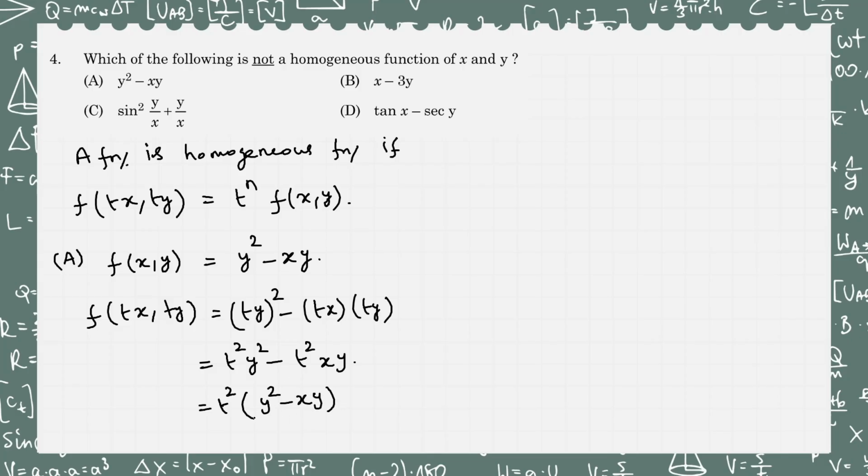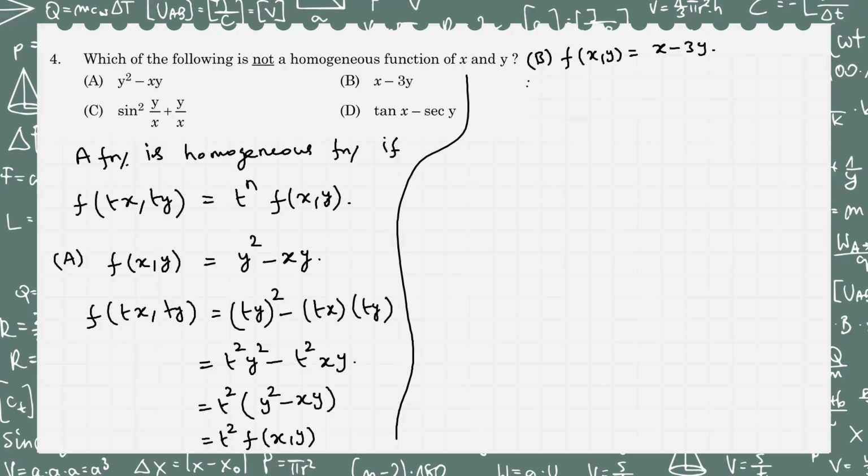And the item in the bracket, y square minus xy, is nothing but our f of xy. So this becomes t square times f of xy. So this is a homogeneous function which is given in option A. Same way we can check for every other value. Let us take the function given in option B, f of x comma y equal to x minus 3y. So f of tx comma ty will be tx minus 3 times ty. If you take t outside, you get x minus 3y, which is again t times f of x comma y. So this is also a homogeneous function.